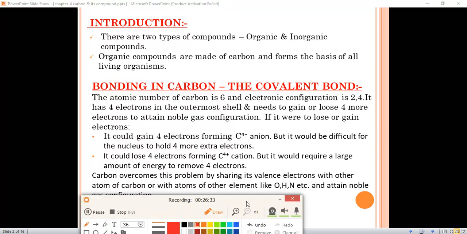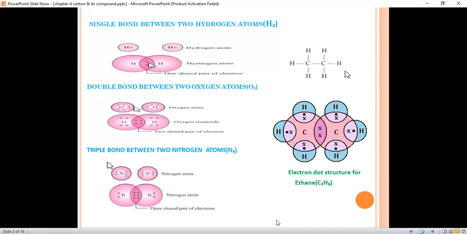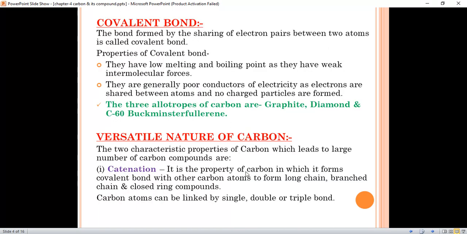Bonding in carbon compounds, we have read which type of bond is present between the carbon compounds. Covalent bond, and covalent bond is formed by the sharing of electrons. Next, we have discussed the electron dot structure of hydrogen, oxygen and nitrogen. We have also seen the electron dot structure for ethane. Next, we have seen what a covalent bond is, what the properties of covalent bond are. It is formed by sharing of electrons.